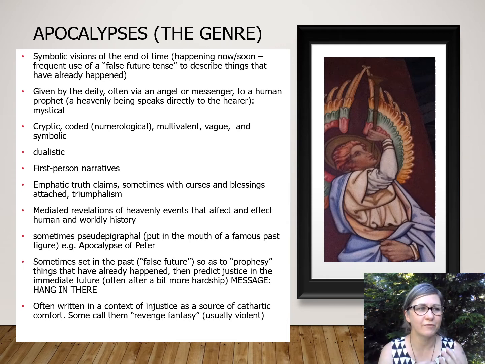And then the language of apocalypses is cryptic. It's often some kind of code. There are numbers used to hint at other things. There are many levels of meanings. It's multivalent. It's dualistic, just like the apocalyptic worldview.